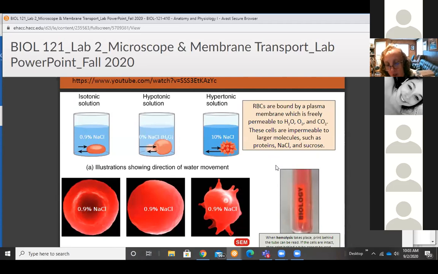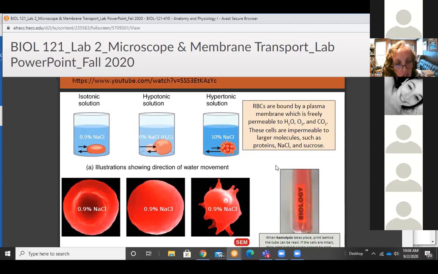How many of you work currently in the healthcare field? I do. Have you ever set up an IV, or seen one set up? Yes. Okay. What's the concentration of the saline solution that they tend to put in an IV bag? Is it 0.9? It's 0.9.